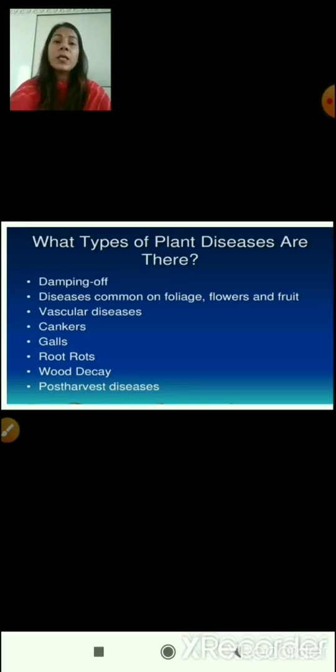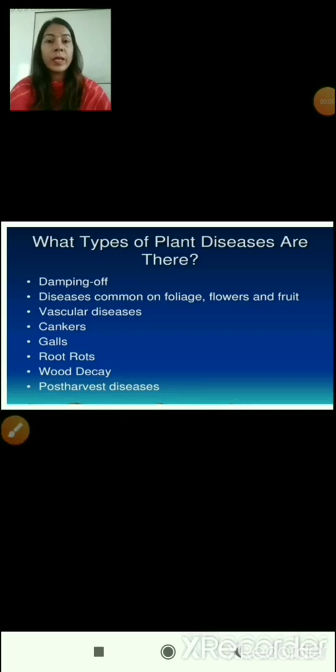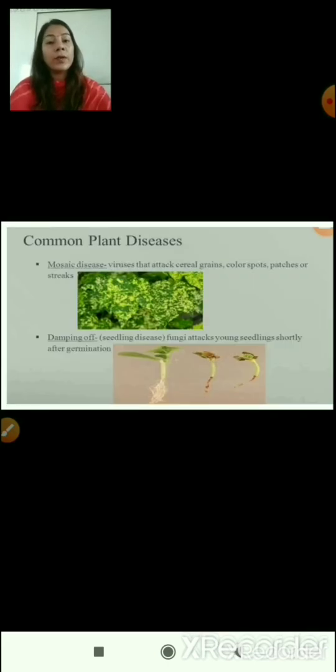There are different types of diseases which can occur in a variety of plants. Here I have taken some of the very common examples of diseases which occur in plants. The first one is damping off, and the others are diseases common on foliage, flowers and fruits, vascular diseases and different types of galls, root rots, wood decay and post-harvest diseases.